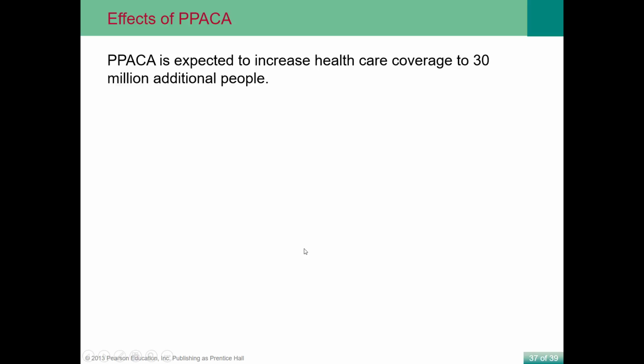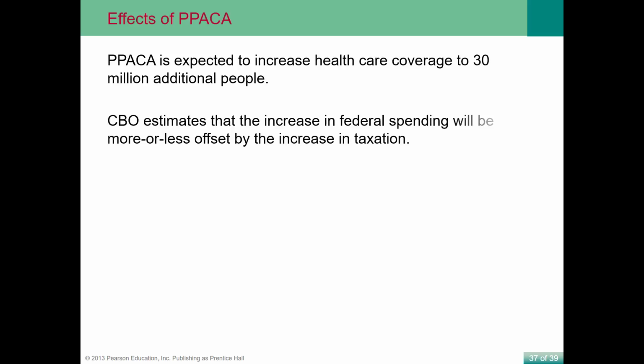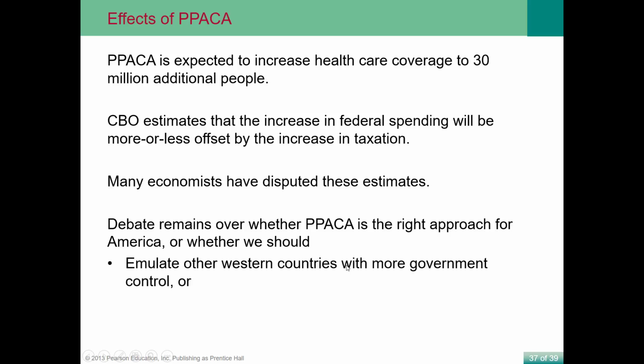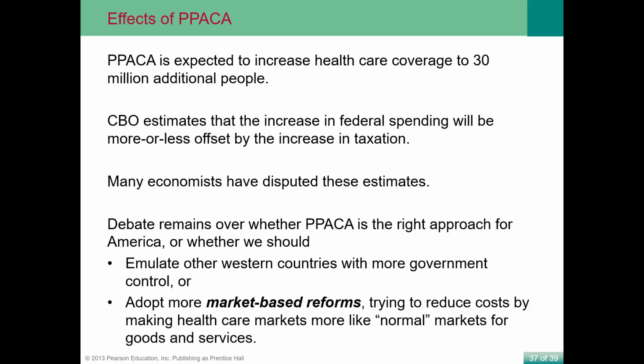The PPACA is expected to increase health coverage to over 30 million additional people. They estimate that these increases in federal spending will be more or less offset by an increase in taxation. We now know that that is not true. Many economists have disputed these estimates, of course, and debates remain whether this is the right approach for America, and whether we should emulate other Western countries with more government control, or adopt more market-based reforms, trying to reduce the cost by making healthcare markets more like normal markets for goods and services, because supply and demand doesn't really work in the current situation.